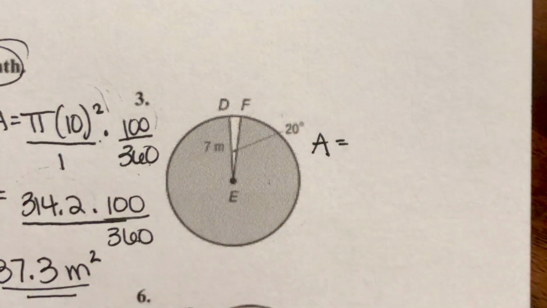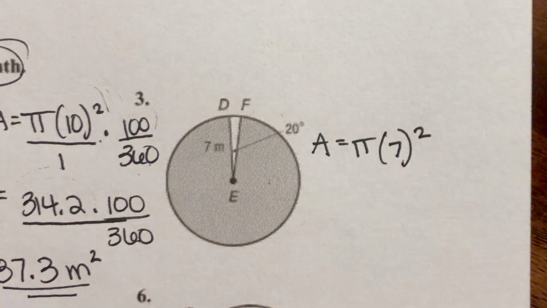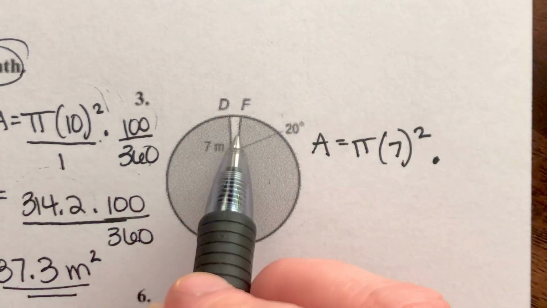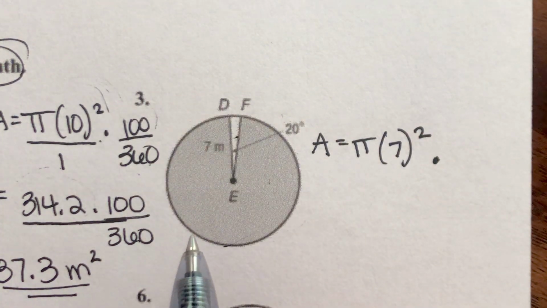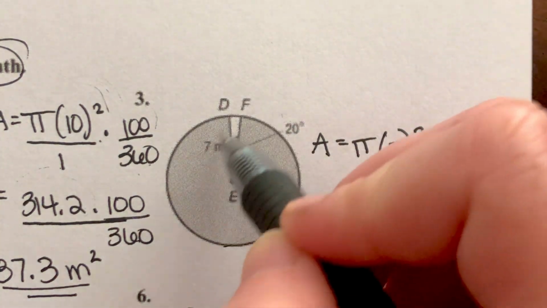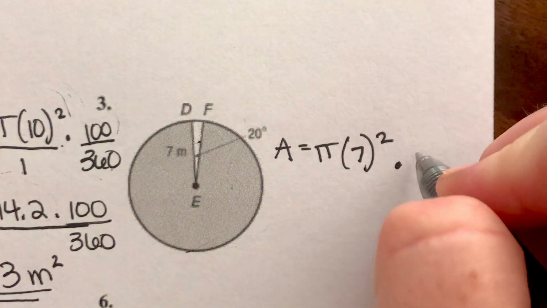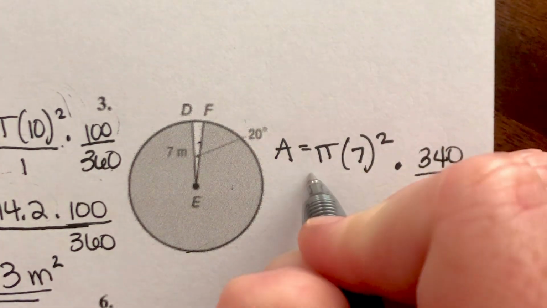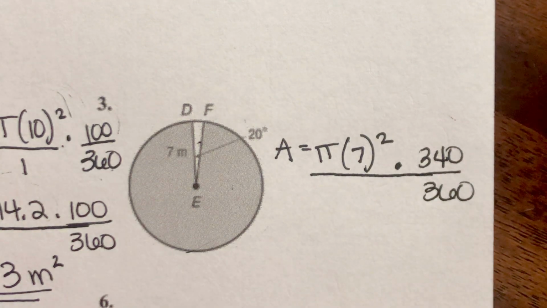All right, so the area of the whole circle equals pi times the radius squared, then times this entire slice, right? Well, if this little slice is 20 and the whole thing is 360, 360 minus 20 is 340. So the shaded area is 340 degrees. So we're going to put 340 over 360. And again, we're just going to multiply everything on top and then divide by 360. Okay, so 7 squared is 49.